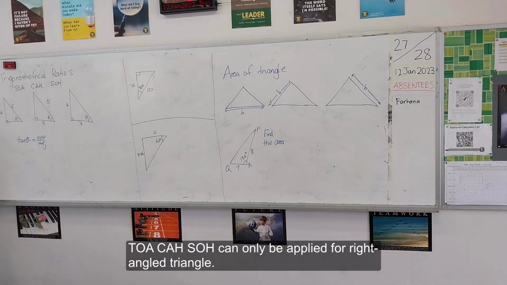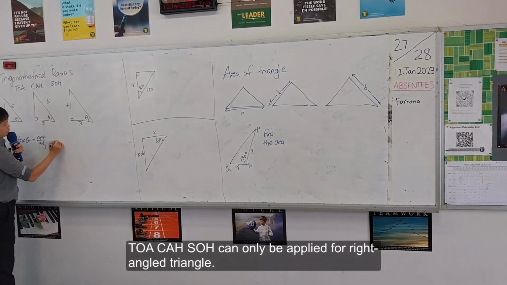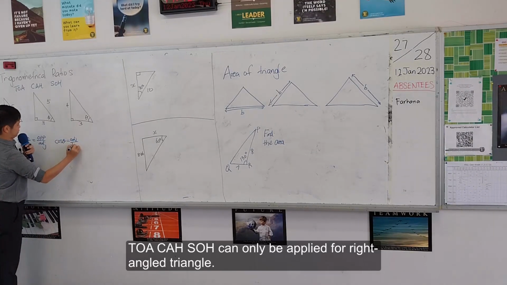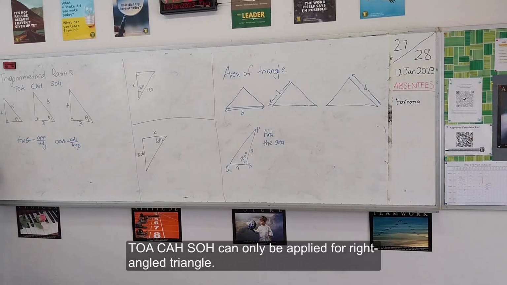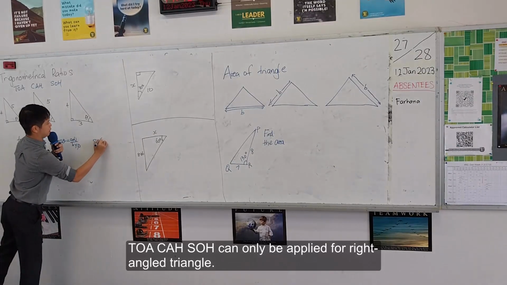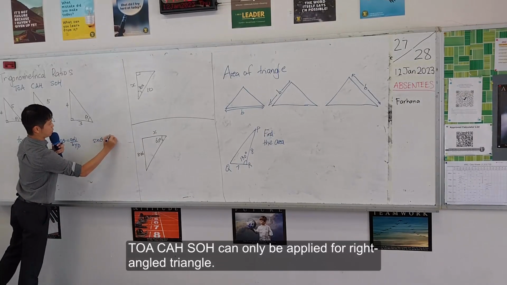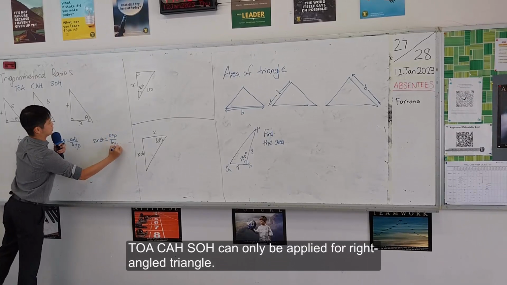TOA. Tangent equals opposite over adjacent, the opposite length over the adjacent length. Cosine theta equals adjacent over hypotenuse. And sine theta equals opposite over hypotenuse.